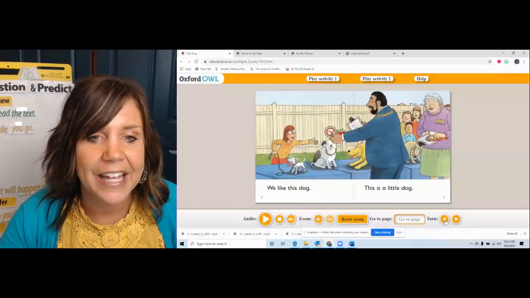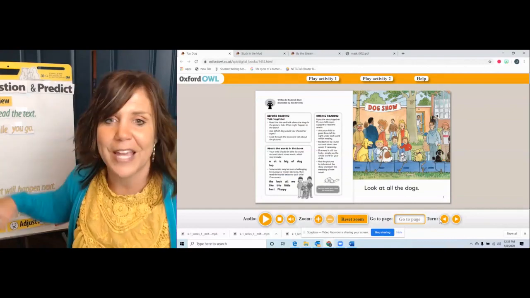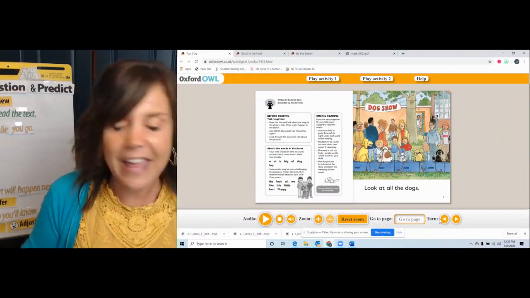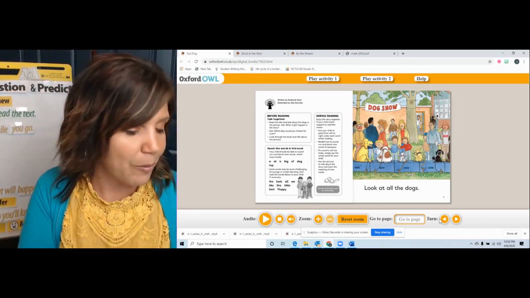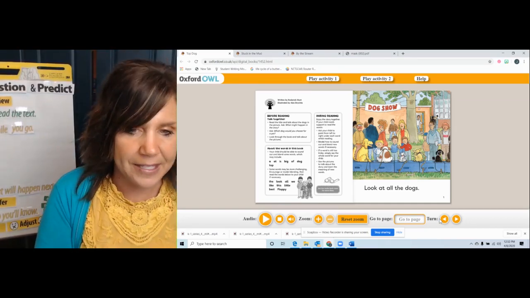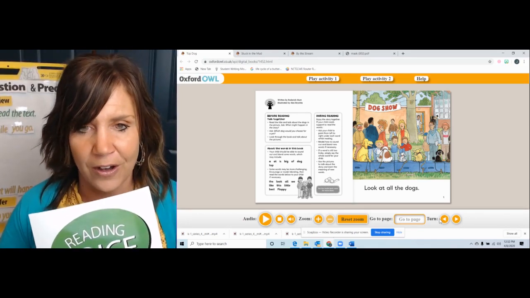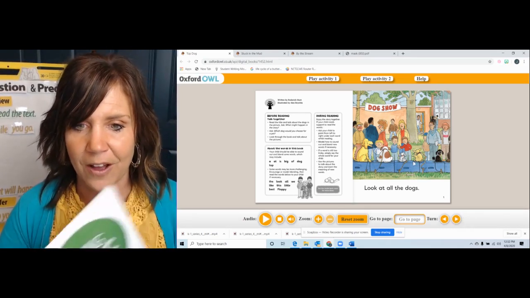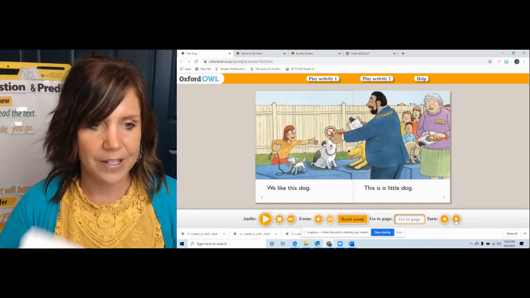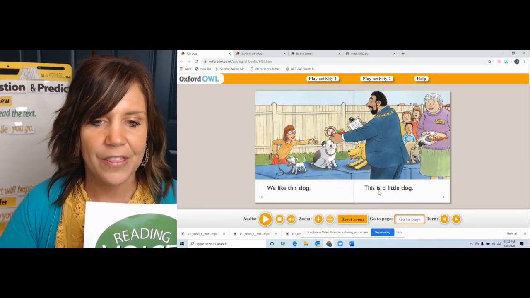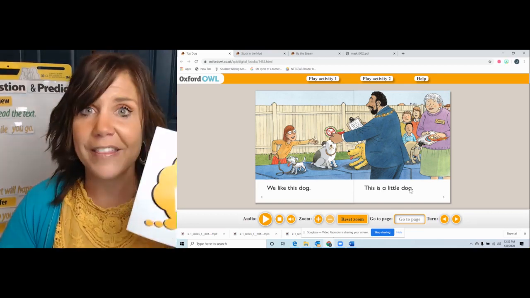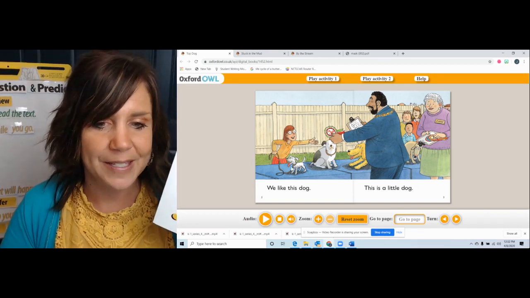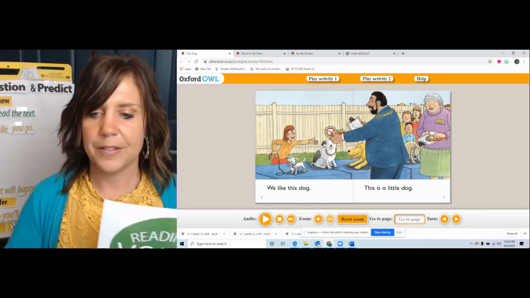Now, let's go back and let's actually read the text. Let's read the text, and we may still have questions, and then we'll kind of see if we were right, if our predictions were right. Okay, so it says, look at all the dogs, and there are lots of dogs, right, in the competition. We like this dog. This is a little dog. So we were right. The little dog got third place, right? Let's turn the page.